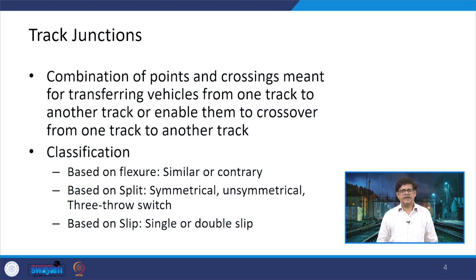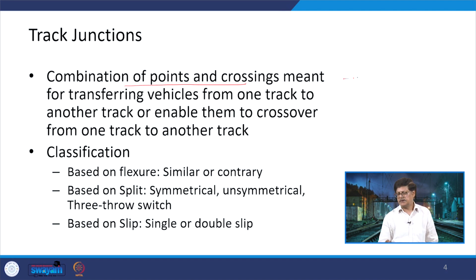Starting with the track junctions. Now, what is a track junction? A track junction is a combination of points and crossings which are meant for transferring vehicles from one track to another track, or enabling them to cross over from one track to another track.